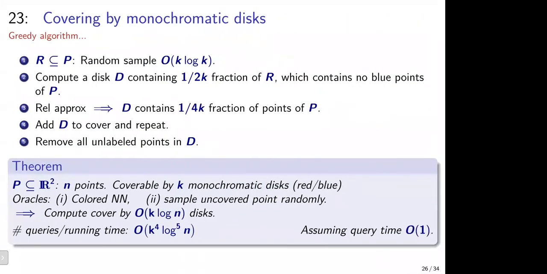So we get this algorithm: if I allow those 2 oracle queries of colored nearest neighbor and sampling randomly an uncovered point, I get a cover by k log n monochromatic disks, and the running time is polynomial in k and log n.